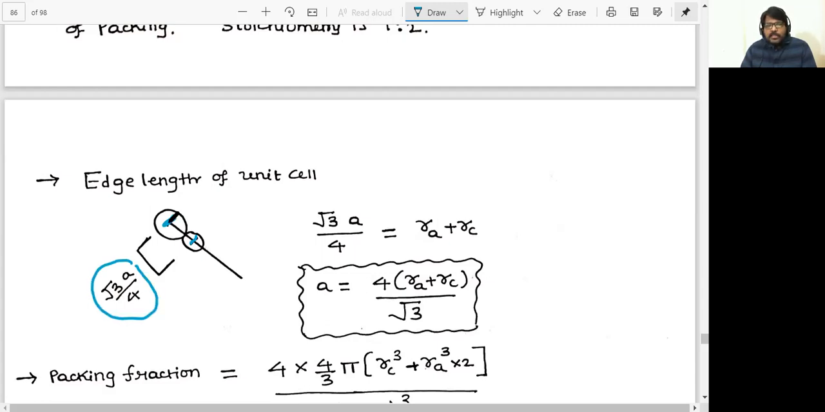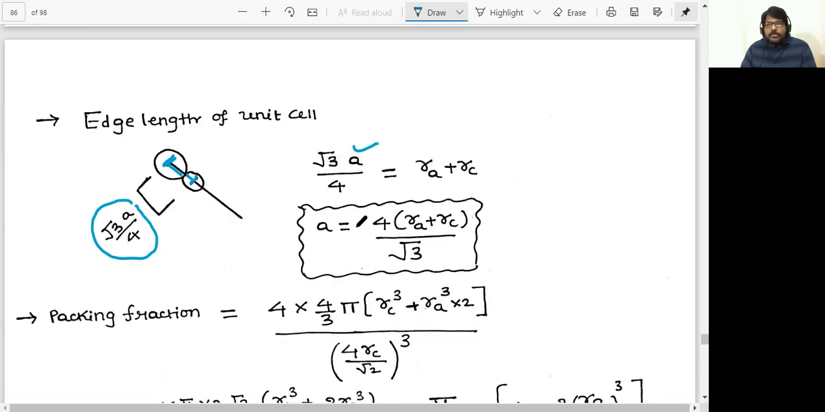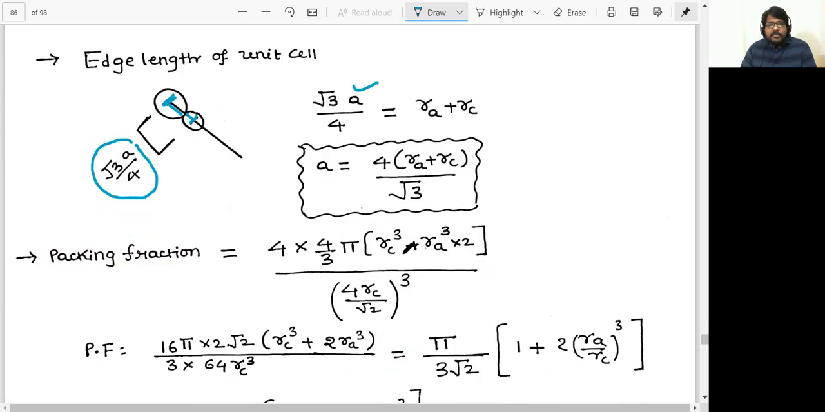Here this distance is the radius of cation, and this distance is the radius of anion, and 1/4 of the body diagonal is equal to the sum of the radius of anion and radius of cation. Our requirement is the edge length. Send this root 3 and 4 to the opposite side, and you get edge length a is equal to 4 times (r_a plus r_c) by root 3. This is the edge length in terms of the radius of cation and radius of anion.